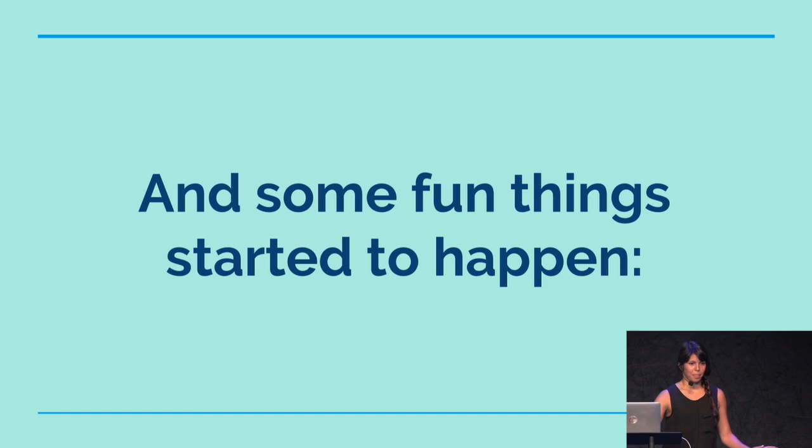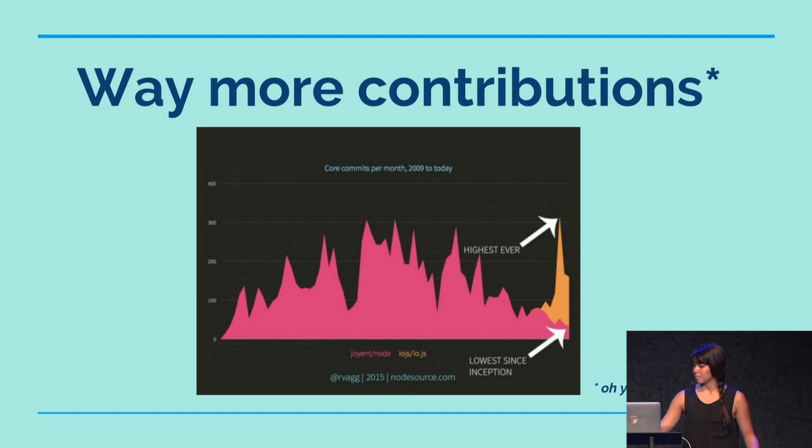So they did all that, and then some fun things started to happen. They did see way more contributions than they ever had before. They started adopting some of these policies at a time when their contribution level was at its lowest. And there was a fork that I won't really go into here, but part of the reason for the fork, among other things, was to be able to experiment with some of these contribution policies. And clearly it started to work.